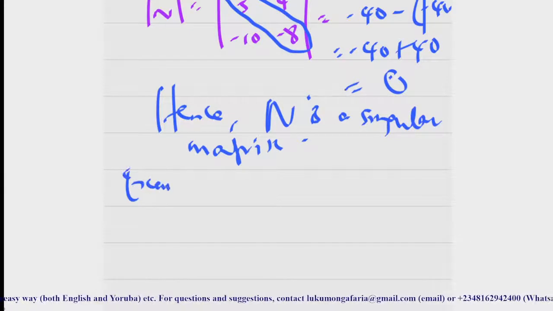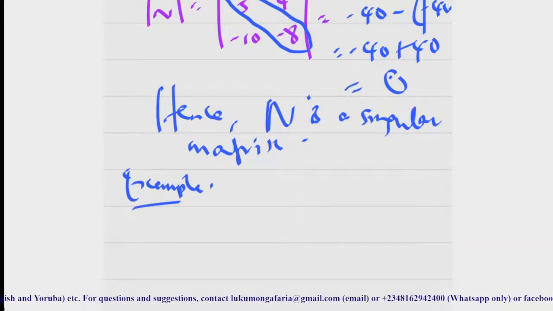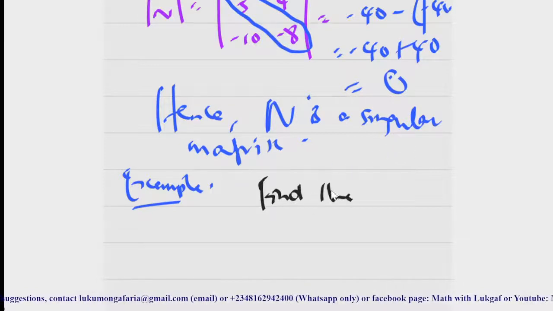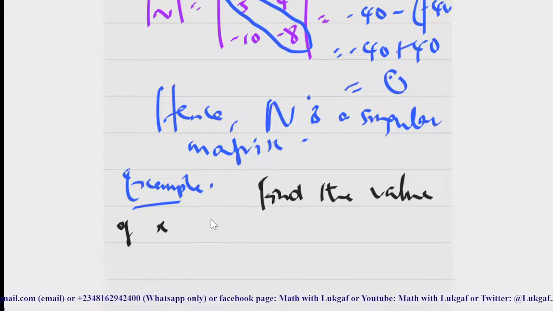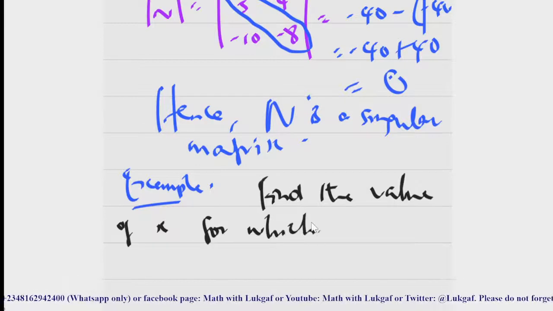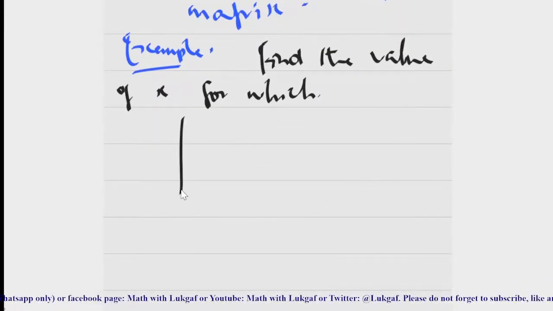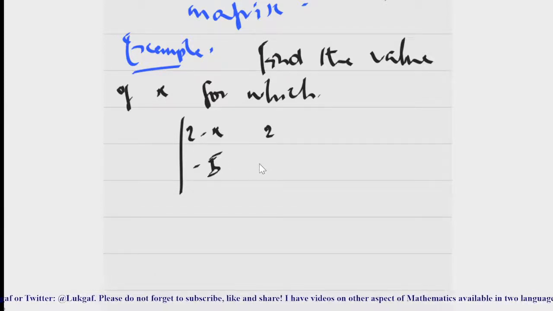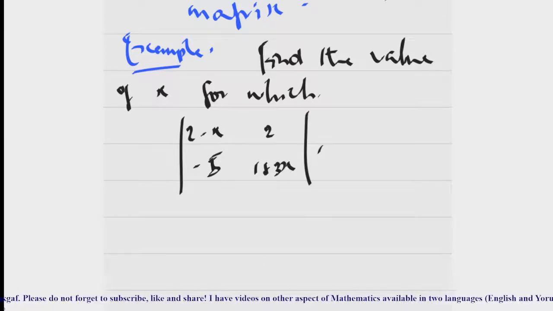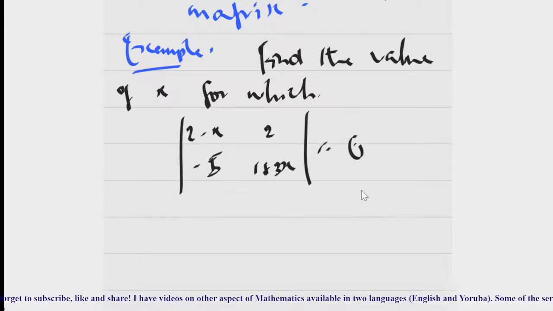Example, because you might come across this type of question there as well. The question says, find the value of x for which the determinant of 2 minus x, 2, minus 5, 1 plus 3x is equal to 0. You understand now? So you have to find the value of x such that this determinant is equal to 0.